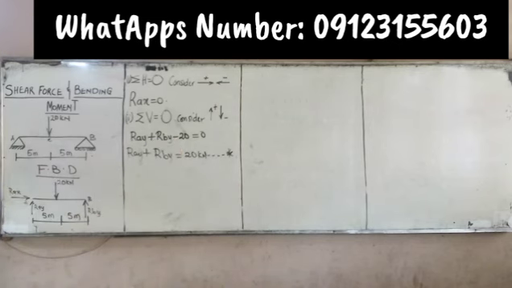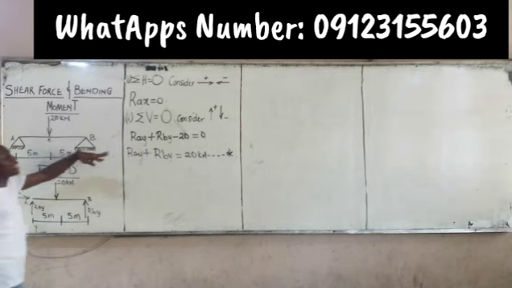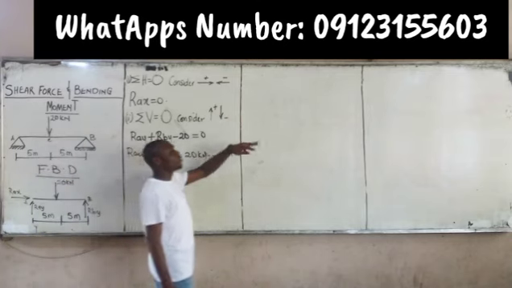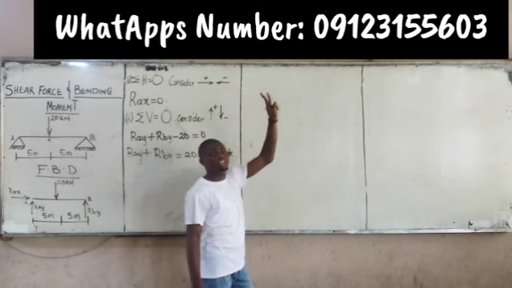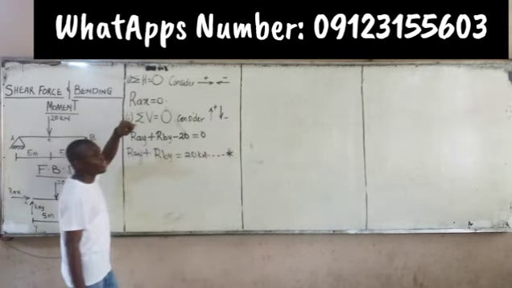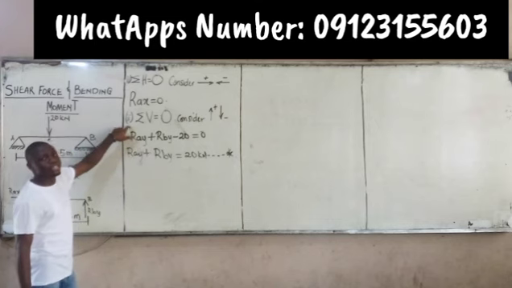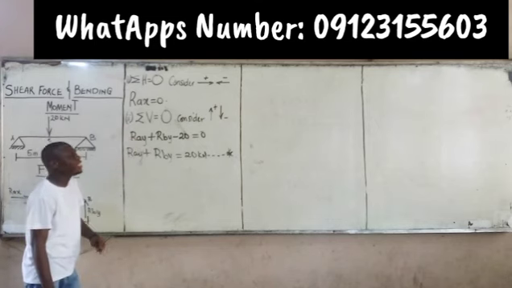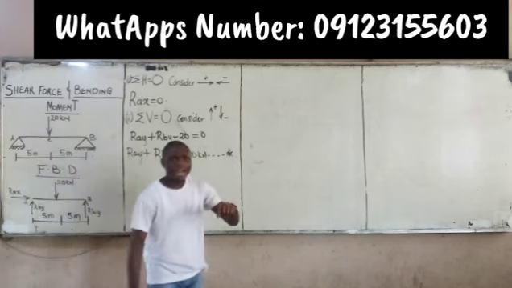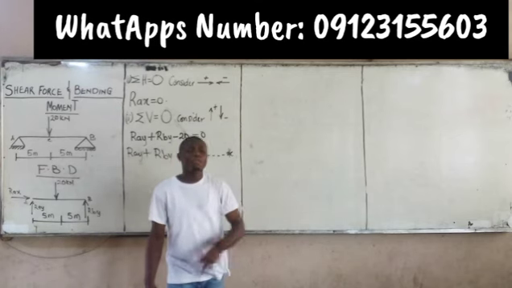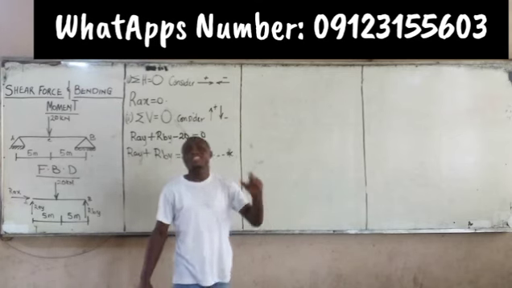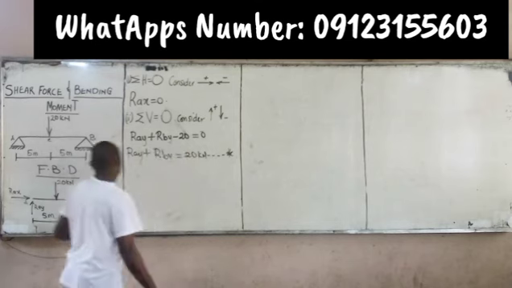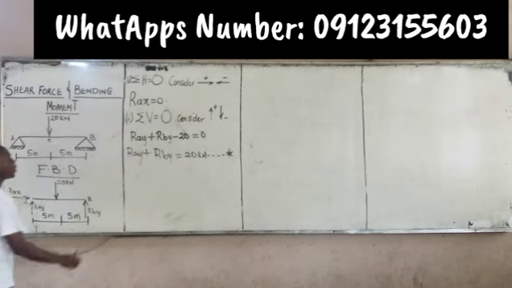When we discuss the concept of equilibrium, we mentioned 3 conditions. The first one is what? Horizontal components. Next up, vertical components. What's the last one? We said moment. The summation of moment at any point must be 0.